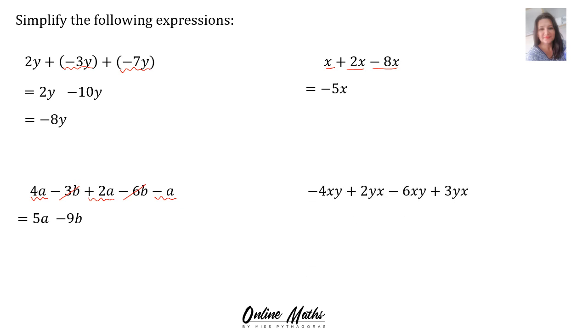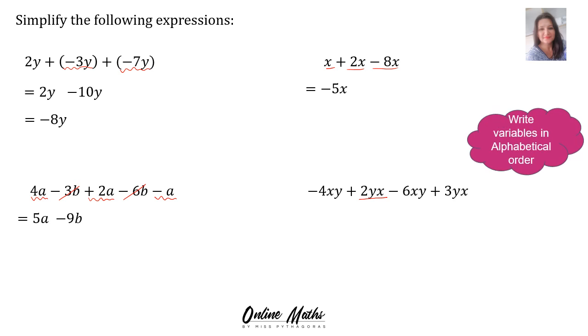In this example, we have a problem, and the problem is here on 2yx. There's a rule in maths that says we have to write variables in alphabetical order. So you have to swap those two and write it as 2xy, and the same for this 3yx. You will also have to swap them. So you rewrite your sum as -4xy plus 2xy, -6xy plus 3xy, and now we add all the like terms.